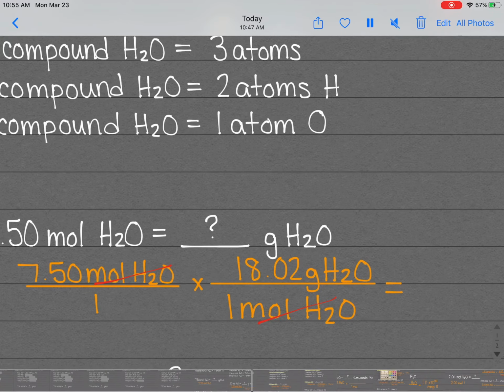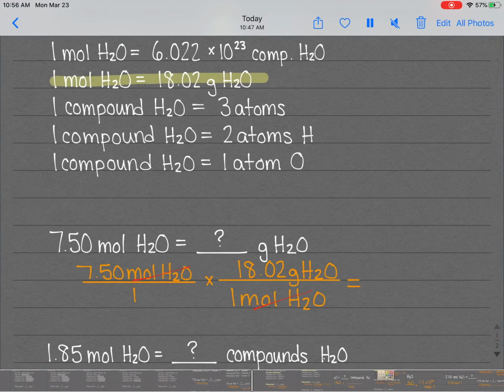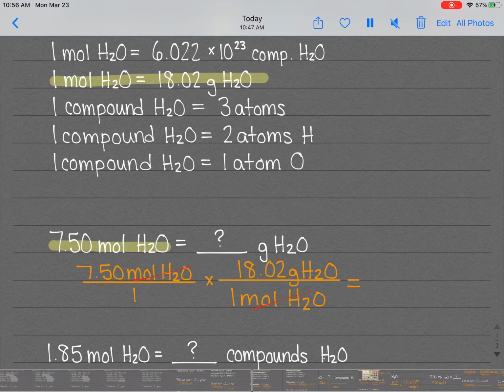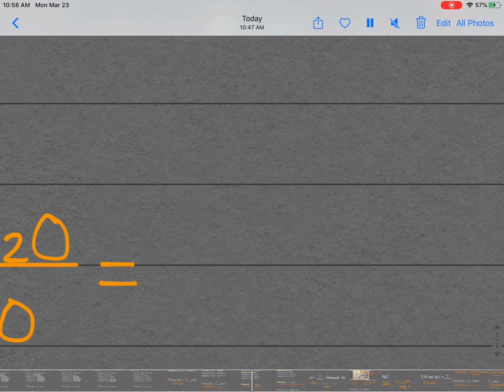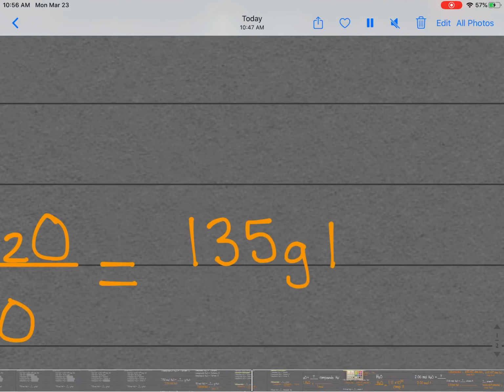When you calculate that out, you're going to get a value of 135.15 grams. We're limited to the number of sig figs given in our original problem, which is 3. So we're going to round that out to 135 grams of water. And that should be our final answer for this problem.